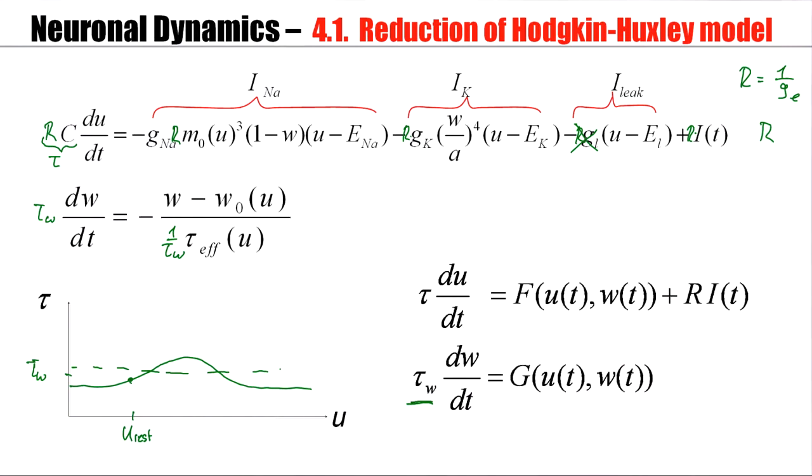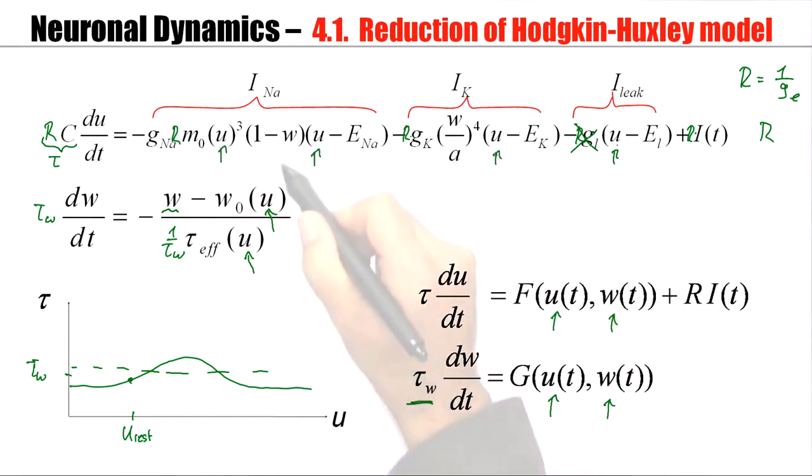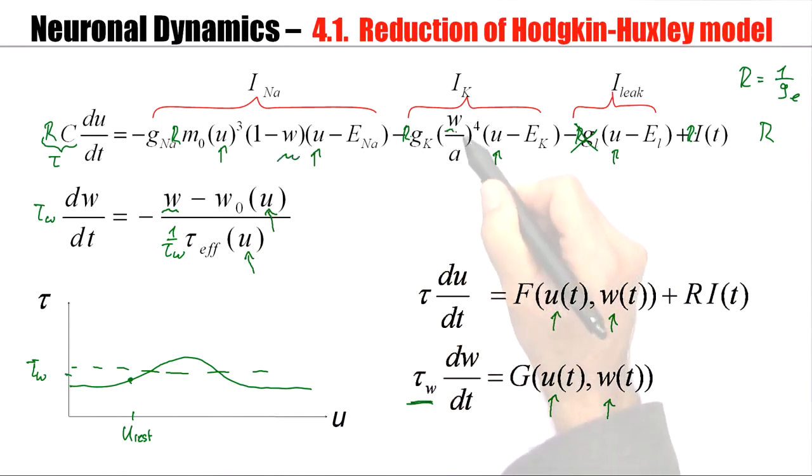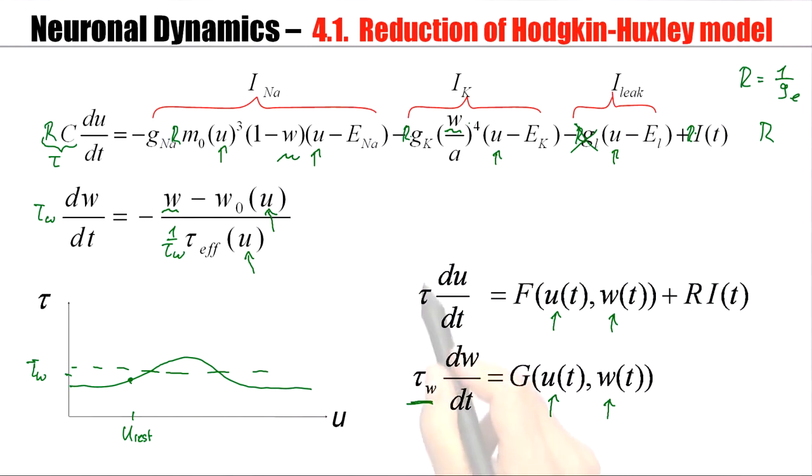Some representative value of tau that controls the W dynamics. On the right-hand side, I have the variables u and w. U comes in here and there, w comes in here. And I have my voltage equation, again with u and w. U is here and here and here and there, and w appears here and here. Now this is an explicit form. U is a variable which is time dependent, w is a variable which is time dependent.